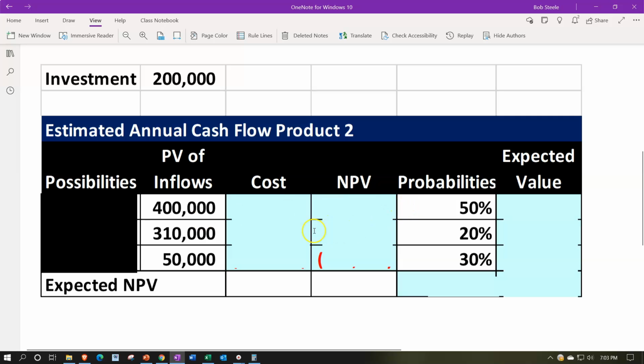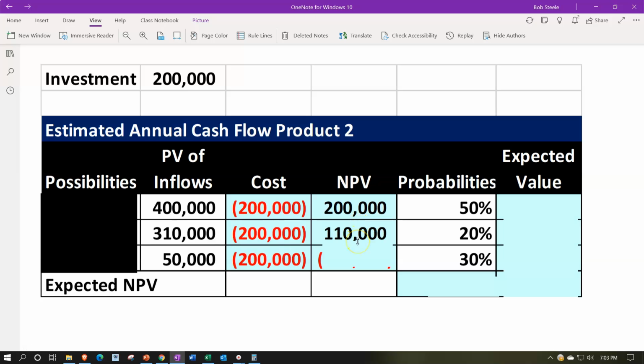So these would be our cash flows that we're assuming for the 3, the 400, the 310, and the 50. The cost is the 200 across the board, so the net present value for the first one would be the 400 minus the 200 or 200. Then the second, 310 minus the 200,000 or the 110. Third one, 50,000 minus the 200,000 is the negative 150. Probabilities assigned, 50%, 20%, 30%.